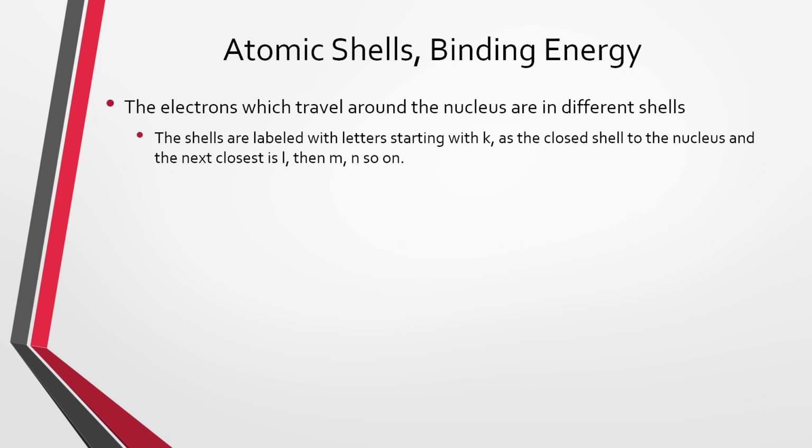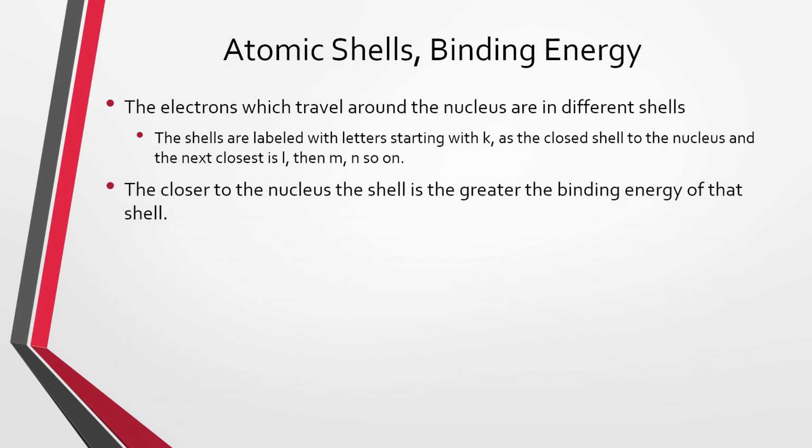So now we'll talk about atomic shells and binding energies. We're talking about the electrons in this slide, which travel around the nucleus in different shells. The shells are labeled with letters starting with K, which is the closest to the nucleus, and the next closest is L, then M, then N, and so on.